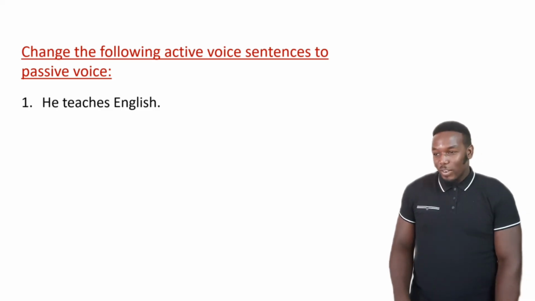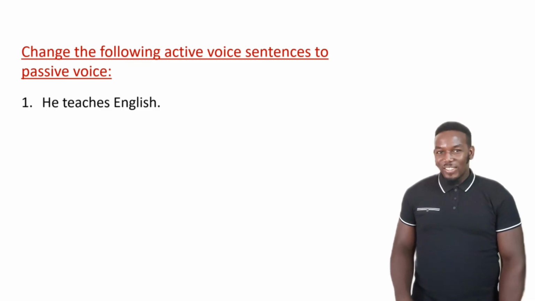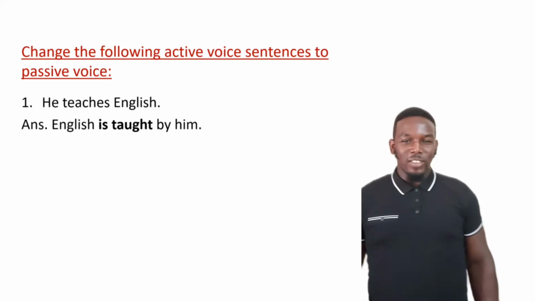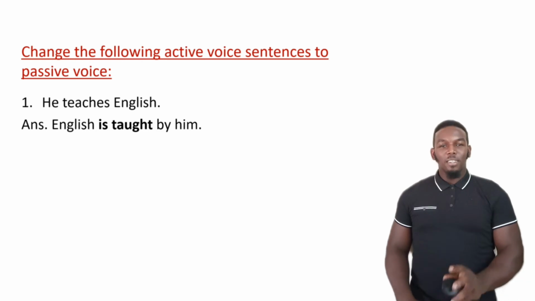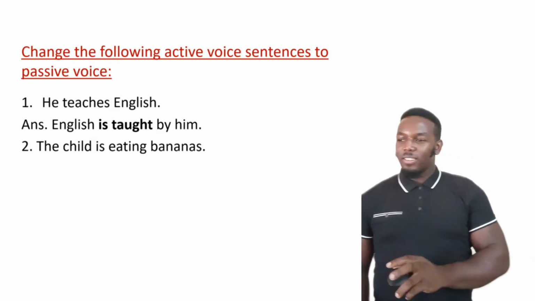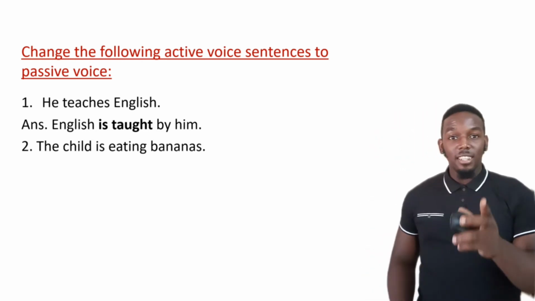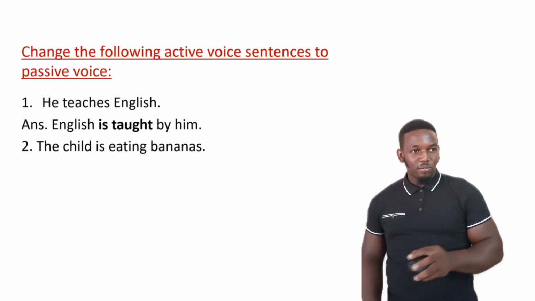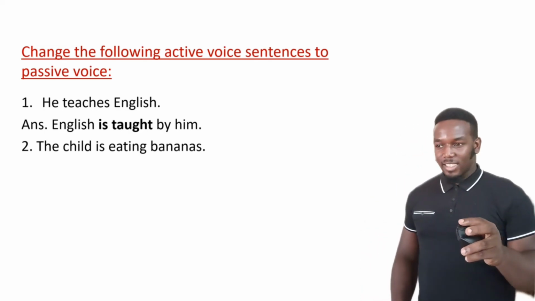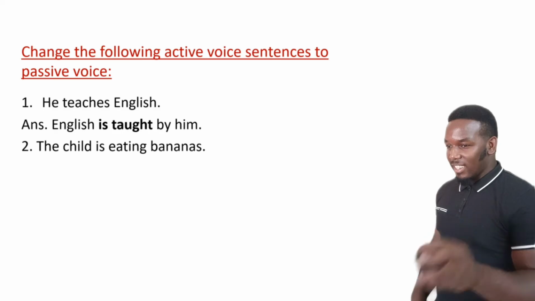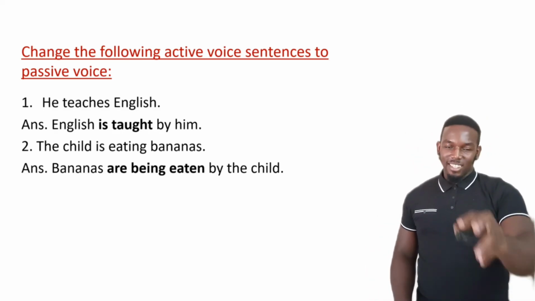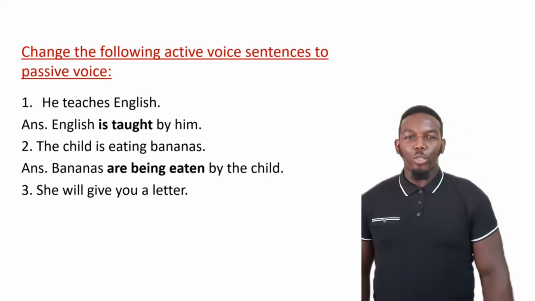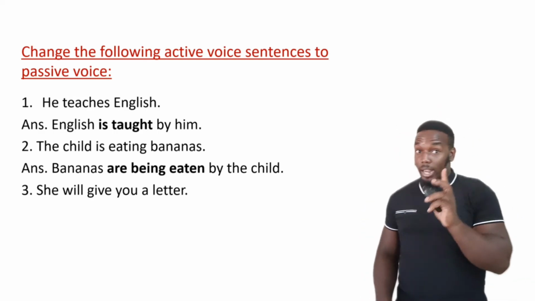5, 4, 3, 2. All right, if you had this, you were correct. English is taught by him. Number 2, the child is eating bananas. If you had bananas are being eaten by the child, you were correct. Number 3, she will give you a letter.